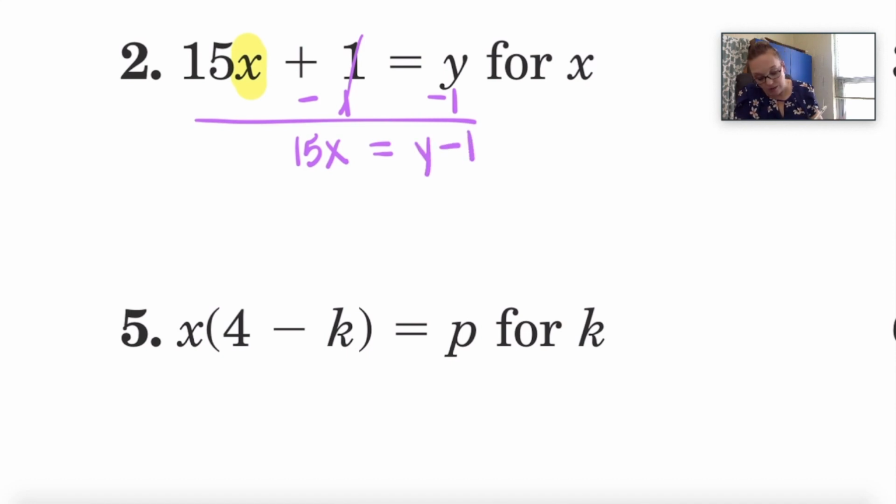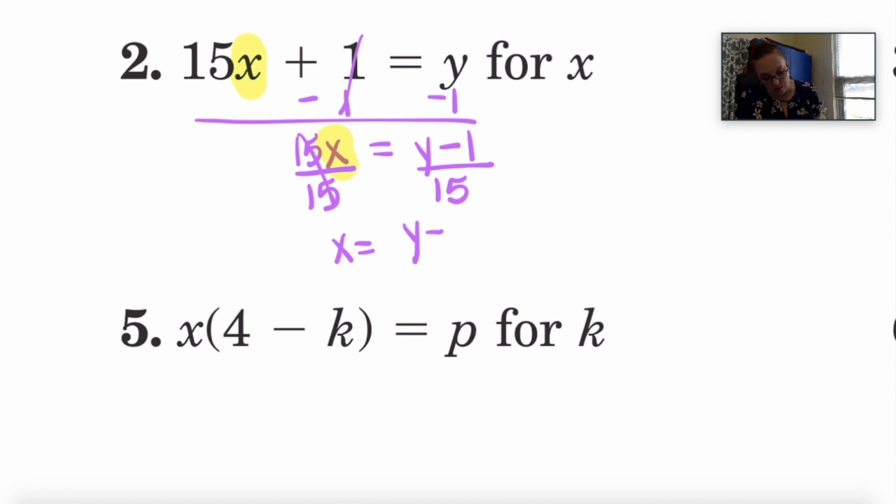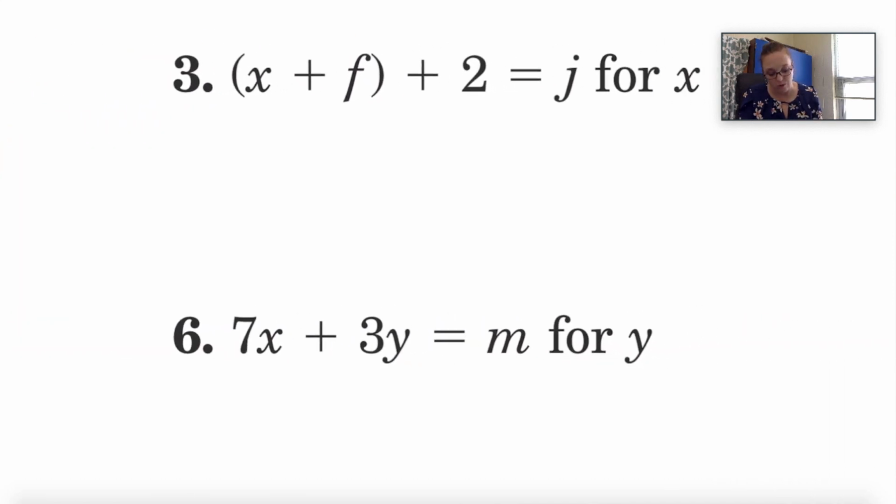Again, you're still trying to isolate the x. 15x means 15 times x. So if I divide both sides by 15, then that would get x alone. So x equals y minus 1, all divided by 15. Okay, so that's it. X is equal to y minus 1 all divided by 15. Let's try another problem. Let's look at number 3.